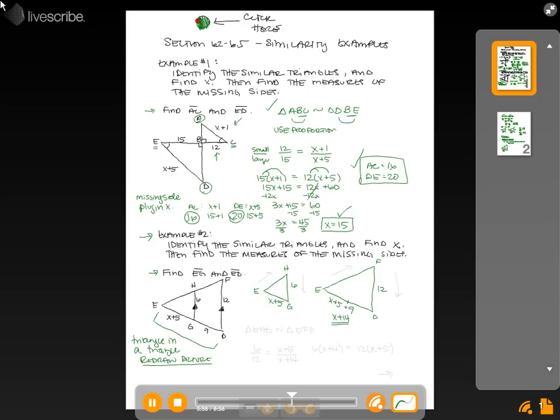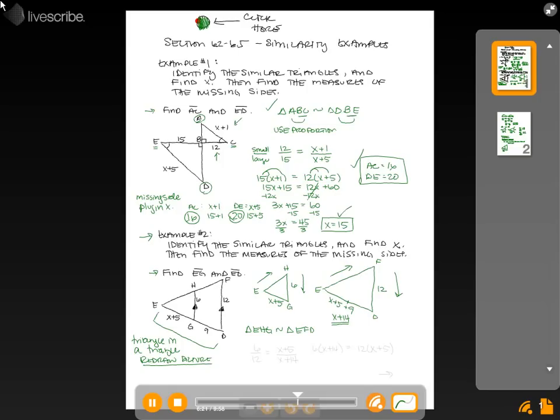From here, we're going to identify our similar triangles. We have triangle, let's start with the small one, EHG is similar to triangle. We got to go through the same way. Started at E to H down to G. So it'd be E, we go to F, down to D. Alright, there's our similarity statement.